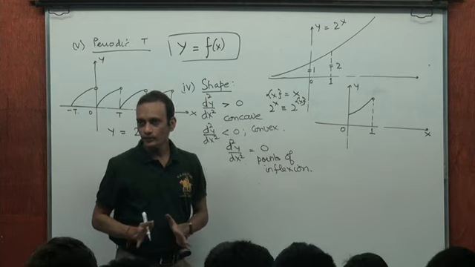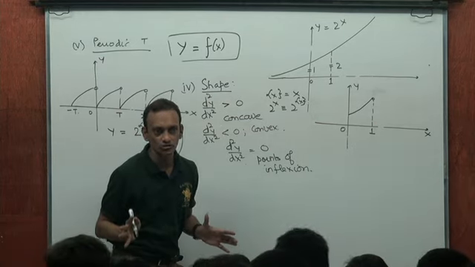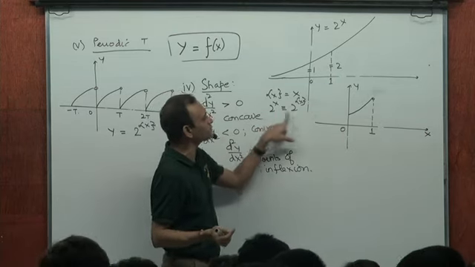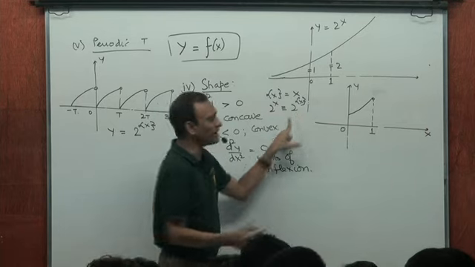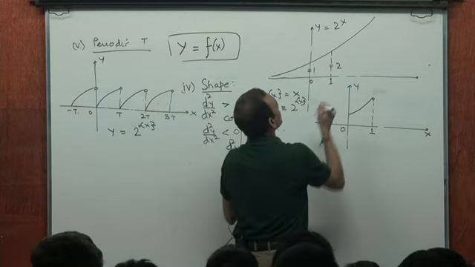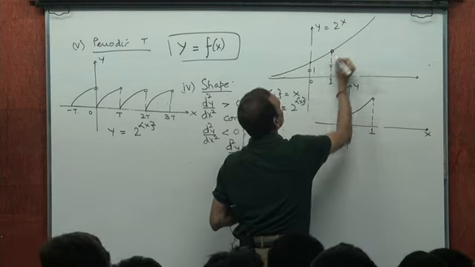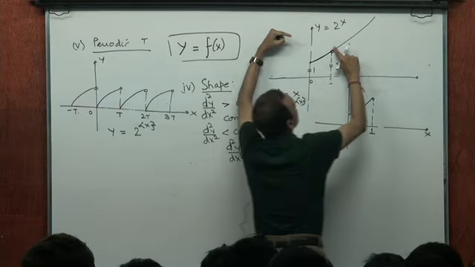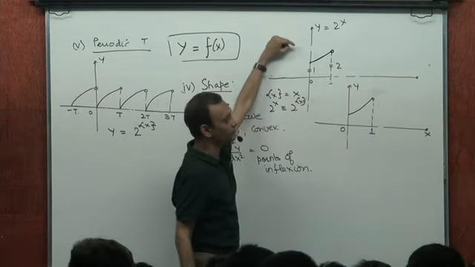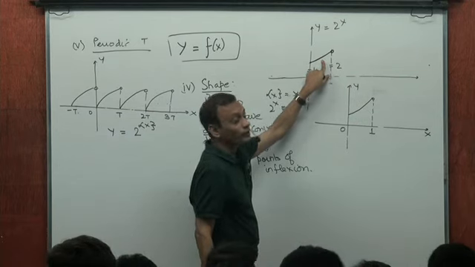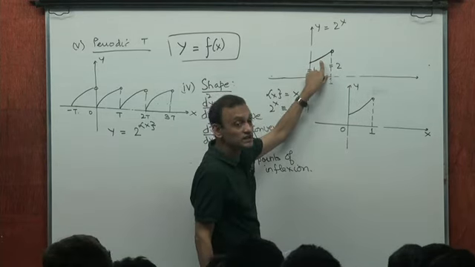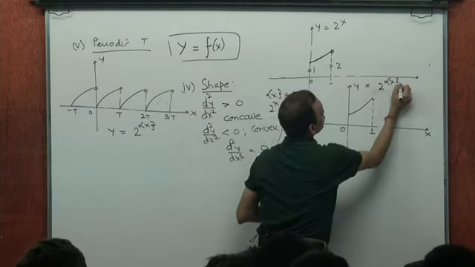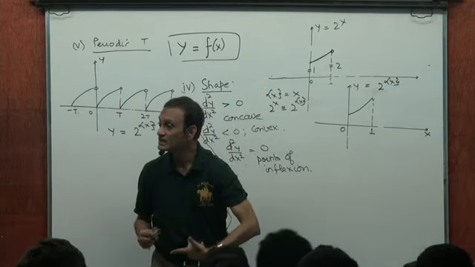Yes or no? When x lies from 0 to 1, then the fractional part of x will be the same as x, right? So the graph of 2 to the power x will be the same as the graph of 2 to the power fractional part of x. So this graph, which includes 0 but excludes 1, is the graph of 2 to the power x in the interval 0 to 1, right? Now this will be the same as 2 to the power fractional part of x. Why? Because in this interval, 2 to the power x and 2 to the power fractional part of x mean the same.